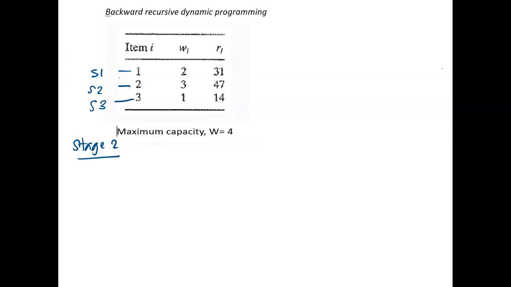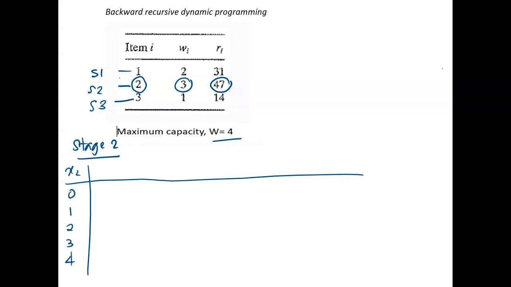So now we look at stage 2. Stage 2 means that you have to look at item number 2. For item number 2, the weight for every item is 3 kilograms, and the return or the revenue from item 2 is 47. For the state, since we have 4 maximum capacity, it remains from 0 until 4. Okay, x2 equals 0, 1, 2, 3, and 4.